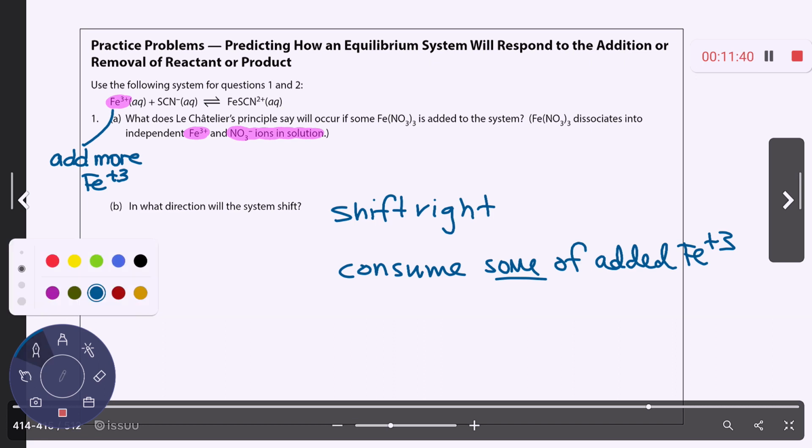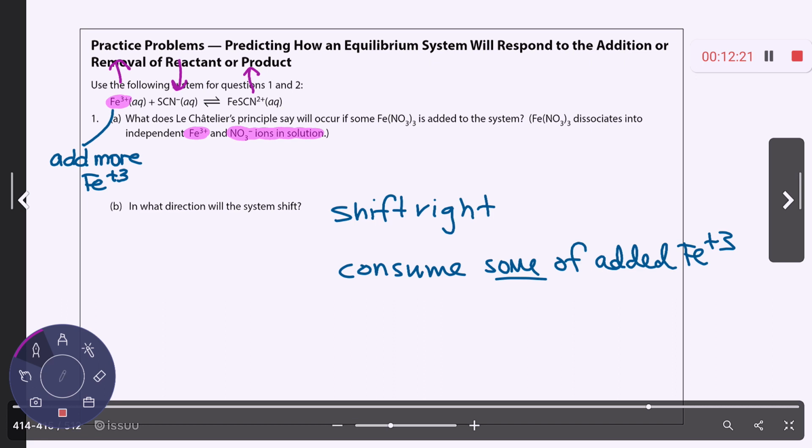Now, if we take it one step further and we talk about what happened to the quantities of things once we got back to equilibrium, if I shift to the right, is this product going up or down? Yeah, so this would have gone up. And then would the SCN negative on the reactant side go up or down? Down, because you're consuming reactant to get to the right. Okay, so did I consume all the Fe plus 3? No, just some of it. So that means overall it went up. Confusing? We're okay.